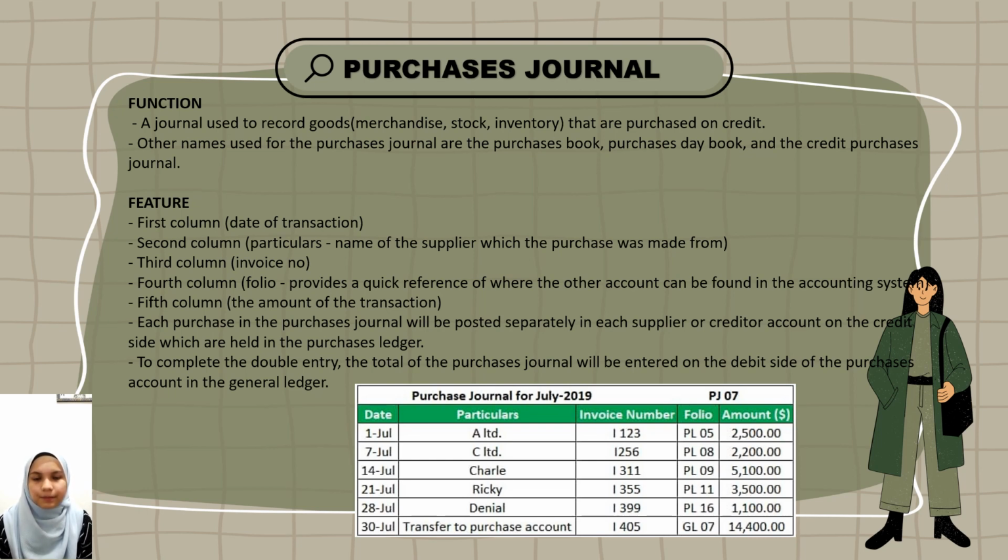Each purchase in the purchase journal will be posted separately in each supplier or creditor account on the credit side, which is the right side, that are held in the purchase ledger. And lastly, to complete the double entry, the total of the purchase journal will be entered on the debit side, which is the left side of the purchase account in the general ledger.